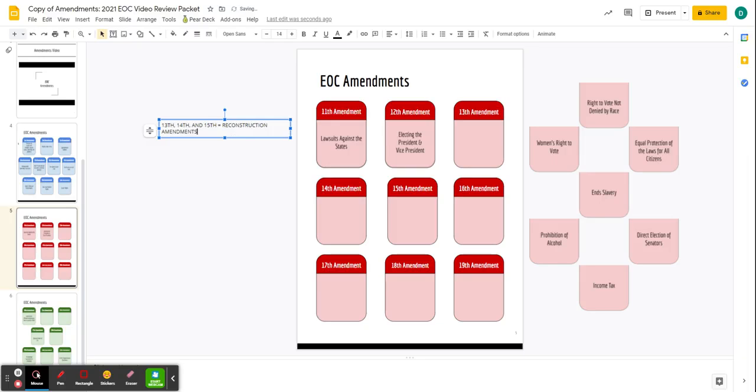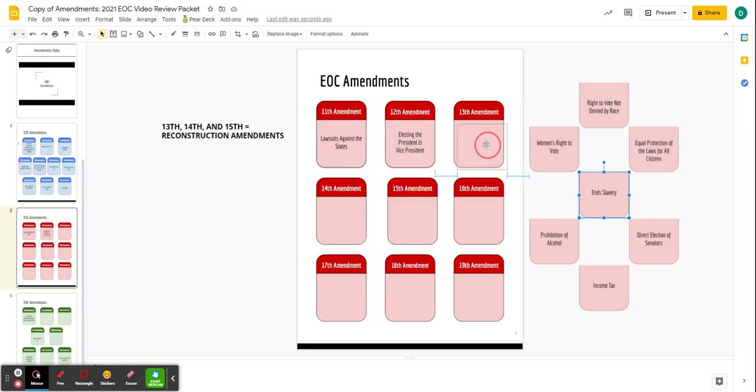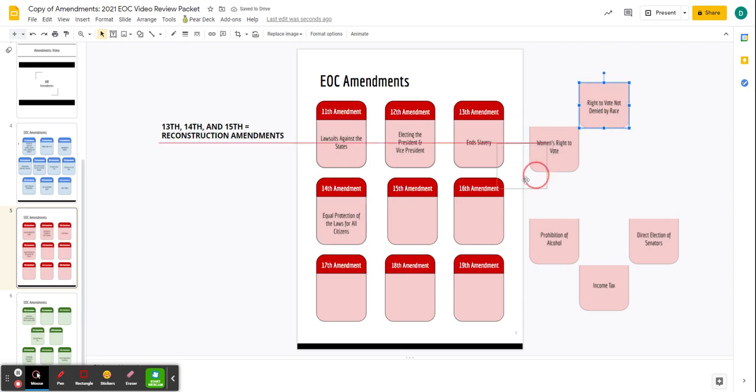Reconstruction, remember, is that time period right after the Civil War where the country was rebuilding. And these amendments have to do with the rights for the former slaves. And so the 13th Amendment is the abolition of slavery, ends slavery. The 14th Amendment grants citizenship to all former slaves, equal protection of the law for all citizens. And the 15th Amendment gave African American men the right to vote. It said you could not deny someone's right to vote by race.